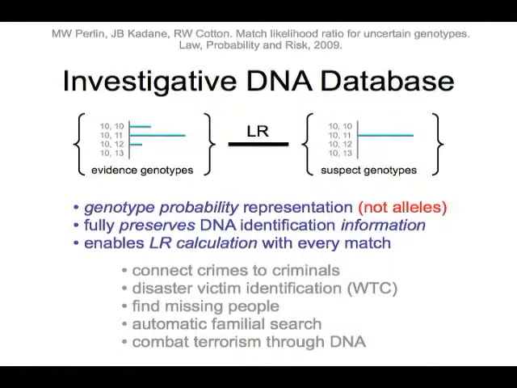every match that comes through, and lets you do all the things you expect to see with DNA databases, connecting crimes to criminals, disaster victim identification. We use the system to reanalyze all the World Trade Center data, for example, including kinship, victim remains, and personal effects, to find missing people, conduct familial search, or other sorts of homeland security activities with DNA.